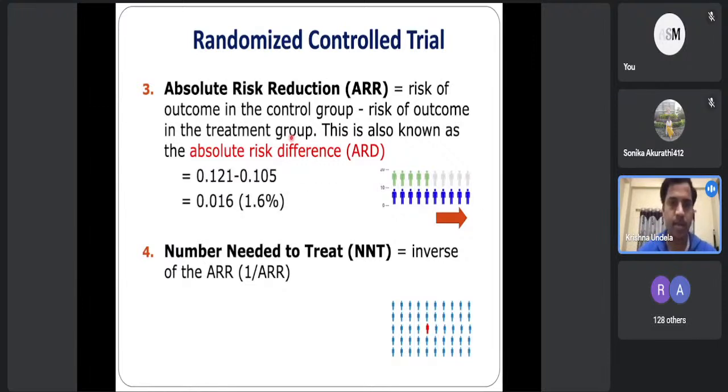Okay, let us see. So 0.121 minus 0.105. If you do it, we are going to get 0.016. So the absolute difference between the treatment group and the control group is only 0.016. If you convert it into a percentage, it's going to be 1.6%. So the exact difference, the absolute difference between the exposure group and the non-exposure group is only 1.6%.